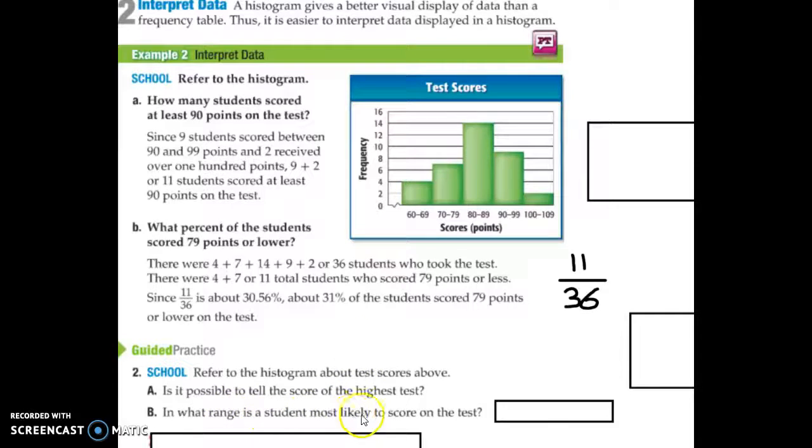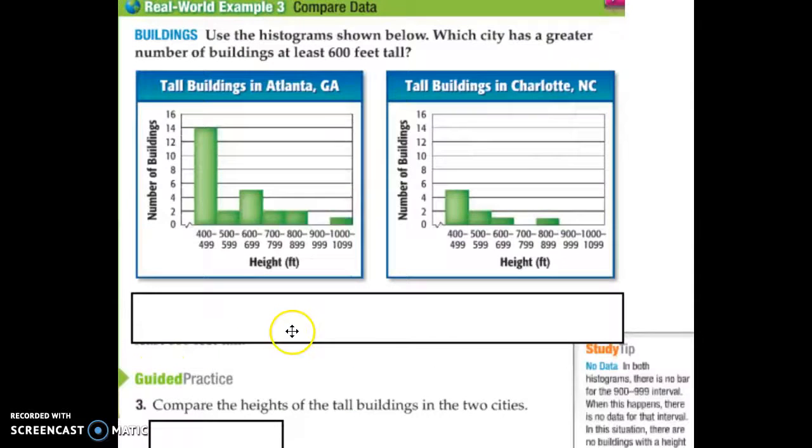And then what range is the most likely score on the test? Well, the tallest one is there. 80 to 89 is the most likely. And then they're looking at two different histograms next to each other. Notice these have gaps in here, but that just represents 0. That means there's none in this range for these histograms on this page.